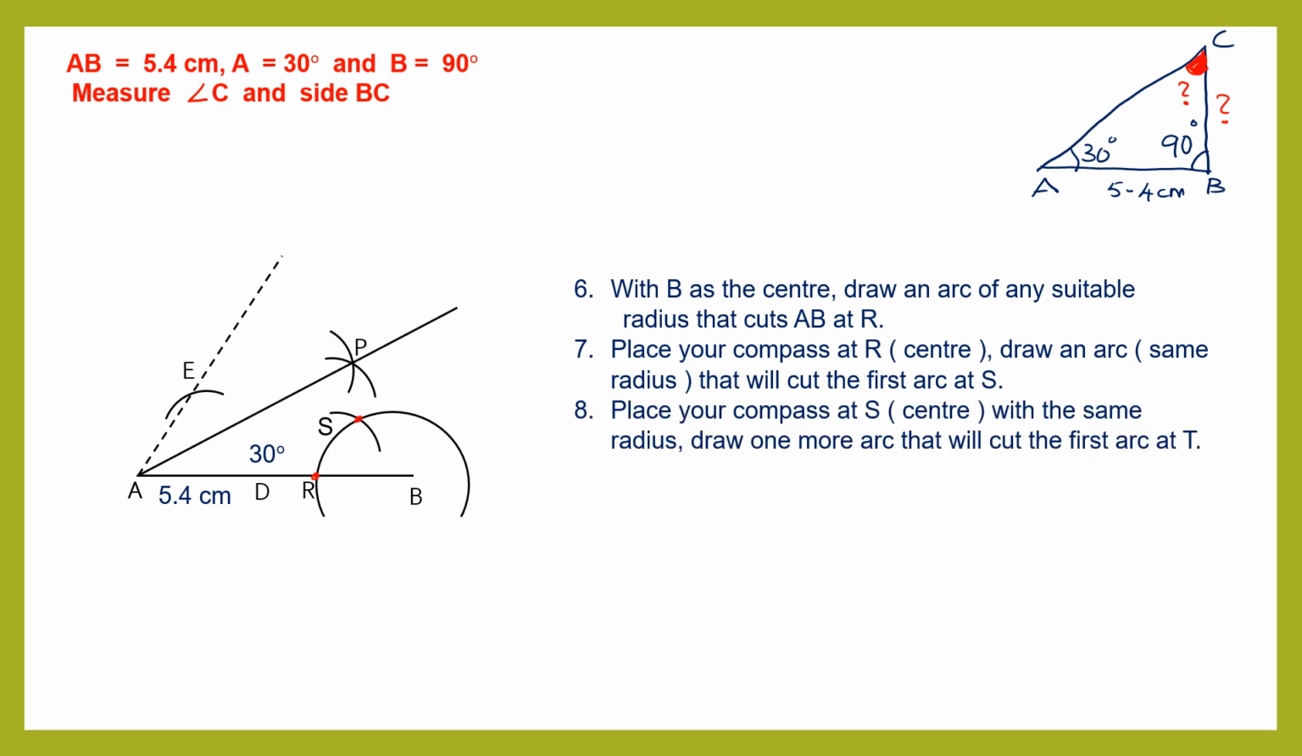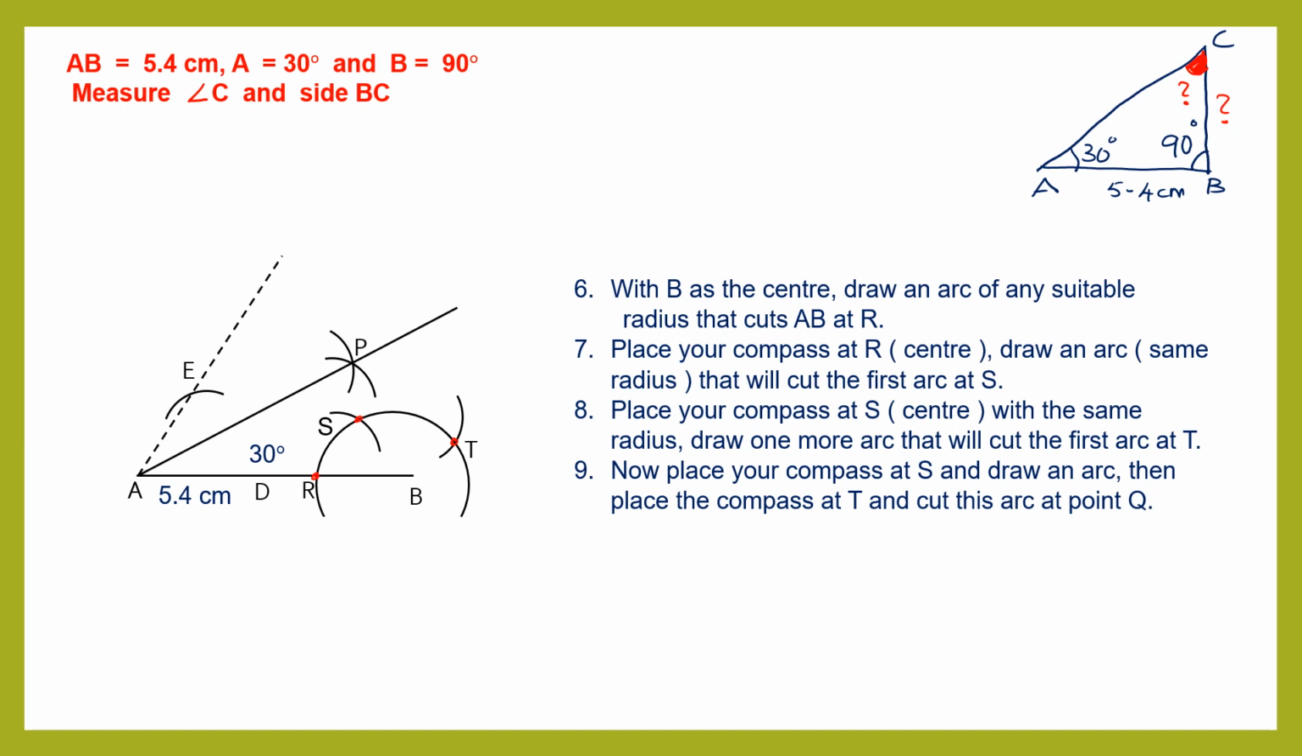Next step, now place your compass at S. So first we placed it at R and drew this arc. Now we're going to place it at S and draw one more arc. So we've drawn the arc. As you can see, the arc has touched this other arc at a point. We're going to name that point T.